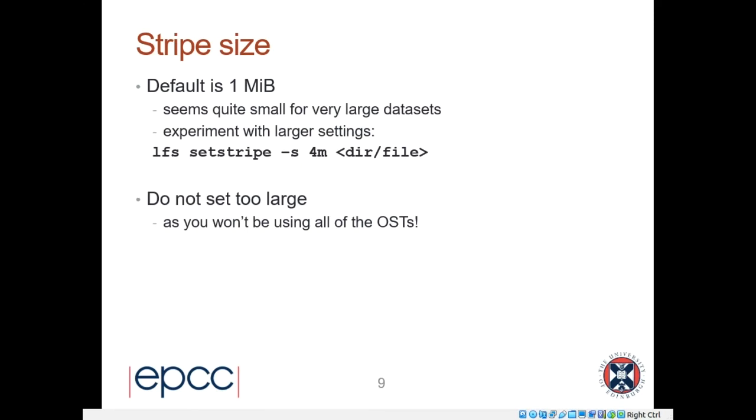You can experiment with larger settings. So lfs setstripe minus s, say 4M, might help you. Don't set it too large, as you won't be using all the OSTs. If you had a 128 megabyte stripe size and a 256 megabyte file, you would only ever use 2 OSTs, even if you tried to stripe over more, because it would run out of space. But that 1 megabyte might be looking a bit low. I haven't played around with this much. A colleague of mine, Michelle, has, and she's seen benefits from larger stripes.